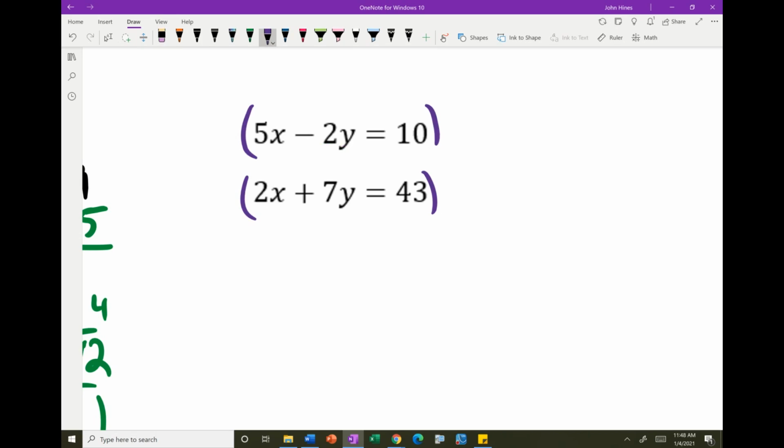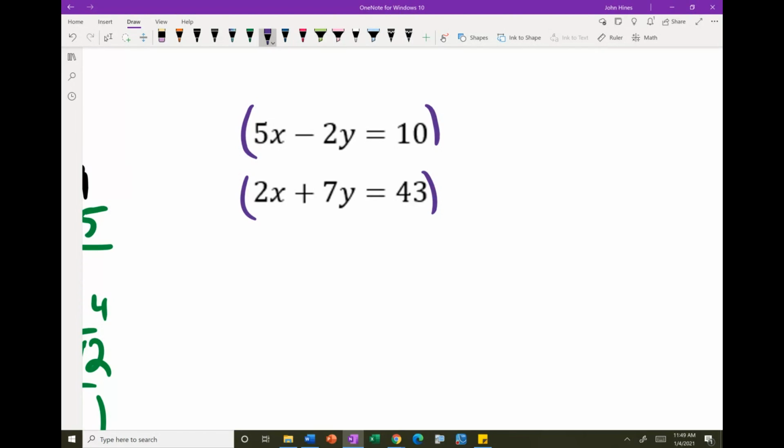And here's your choice. What can I make 5 and 2? What is their least common multiple? Well, that would be 10, right? I can make both of them 10. Or I could do, one would have to be 10, one would have to be -10. Or I could deal with my y's. I got 2 and 7. I can make those 14. One's already negative, so we're good there.